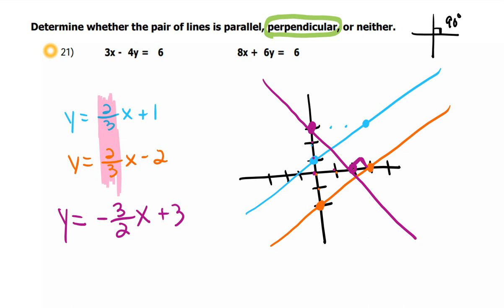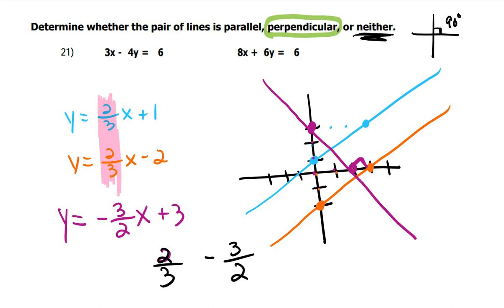You have to have, if one slope is 2/3, the other one for perpendicular is going to be the opposite sign. So if 2/3 is positive, I need a negative. And then I have to flip 2/3 over to its reciprocal. And that's a -3/2. So if they have opposite reciprocal slopes, then they'll be perpendicular. And if the slopes are just totally different, they're not the same and they're not opposite reciprocals, then we're falling into the neither category.